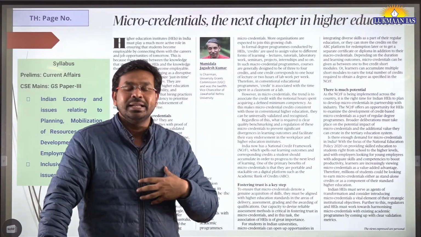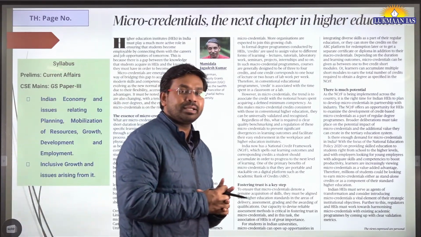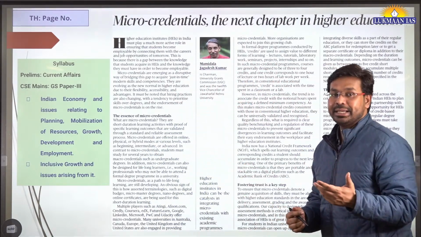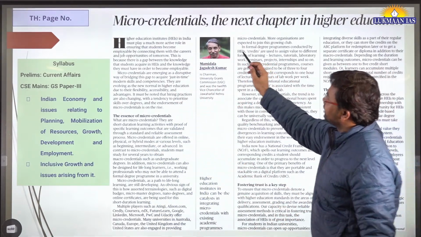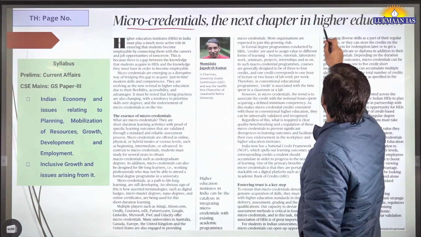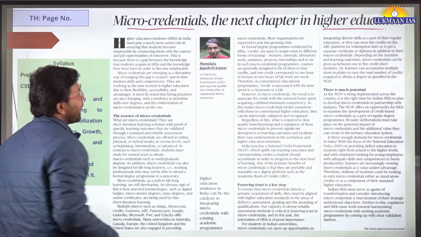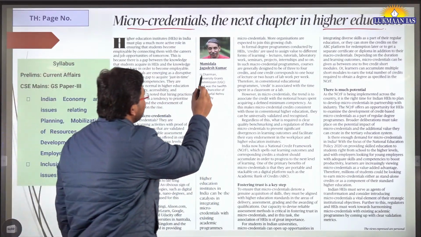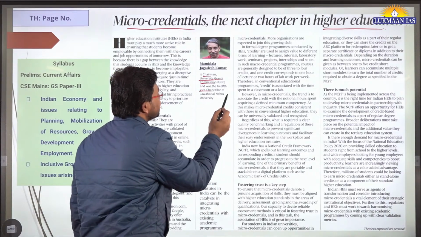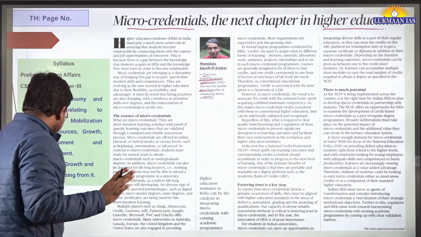So if you read the editorials, you will understand different ideas through these editorials. The second topic is micro credential, the next chapter in higher education. This article has been written by the chairman of the University Grants Commission, who was the 12th Vice Chancellor of Jawaharlal Nehru University. So this topic is very important.